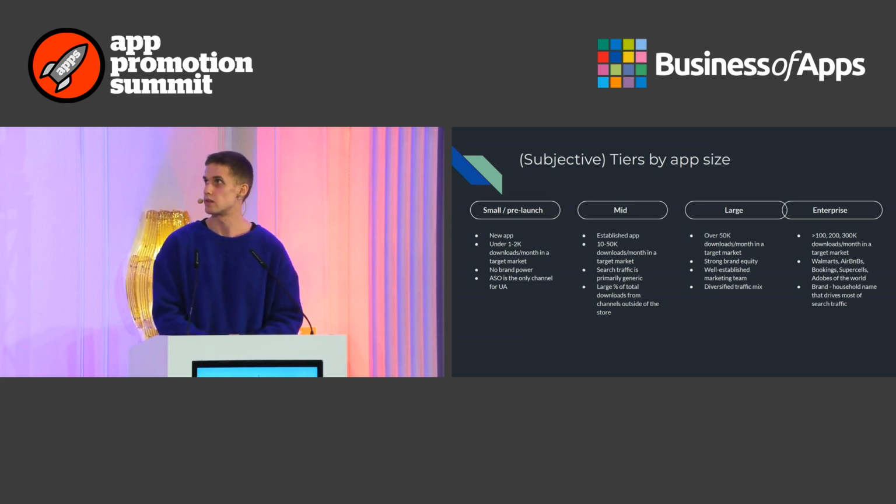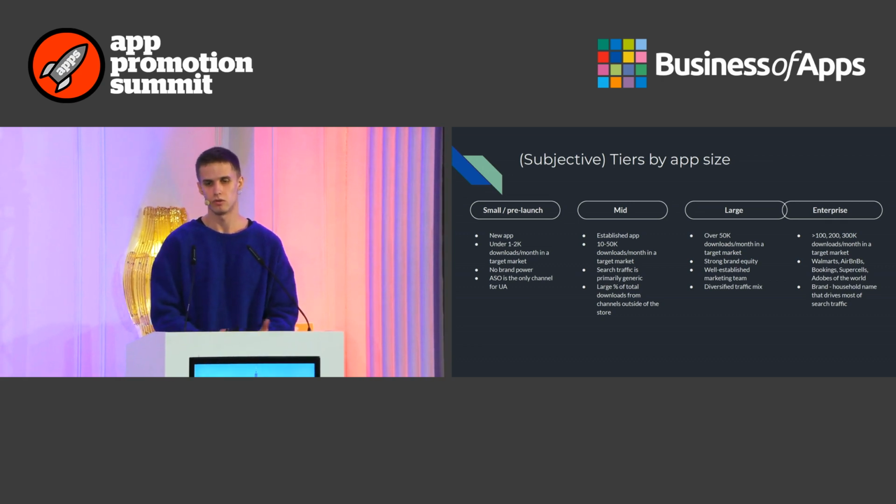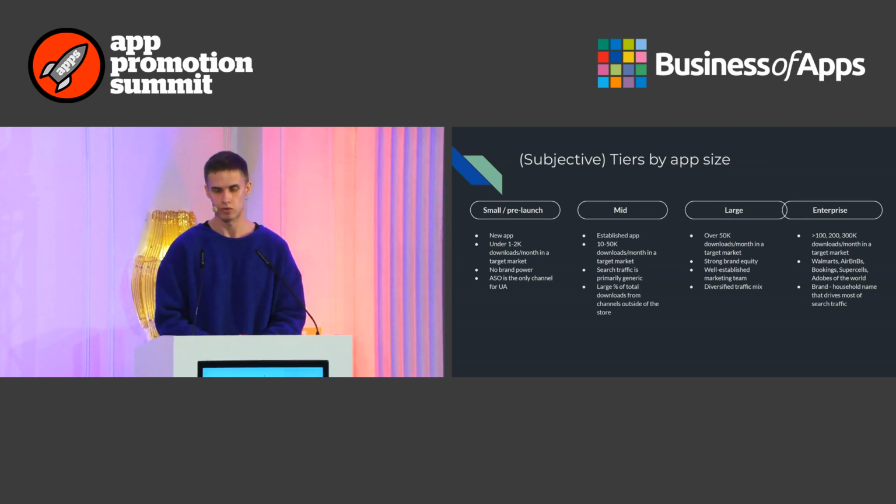Then large to enterprise, this is kind of difficult to, I guess, split. But overall, for a large app, I would say it's an app with over 50,000 downloads a month from a target market, strong brand equity, well-established marketing team that covers a lot of functions, and also pretty diversified traffic mix. And then enterprise, it's hundreds of thousands of downloads per month in a target market. It's your Walmarts, Airbnbs of the world. And the brand at this point is probably a household name. So the majority of search traffic comes from brand.